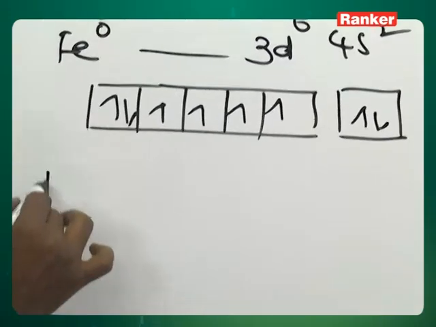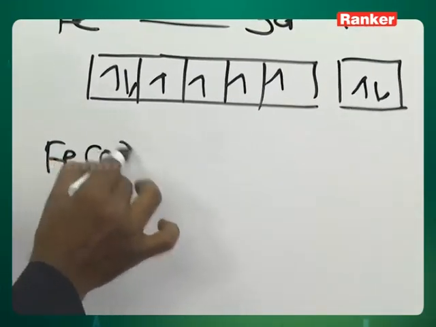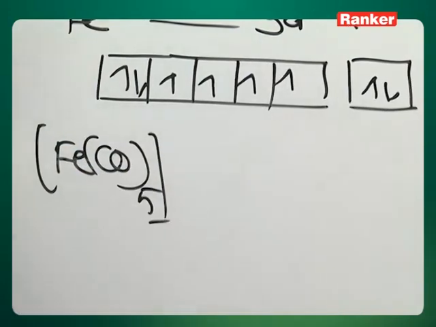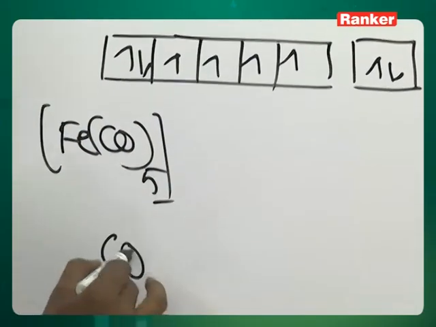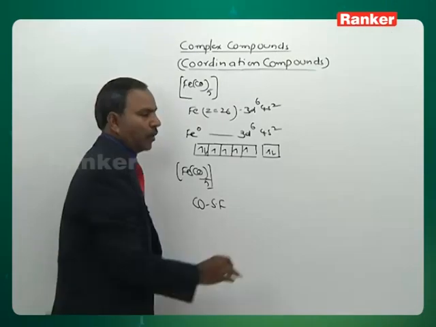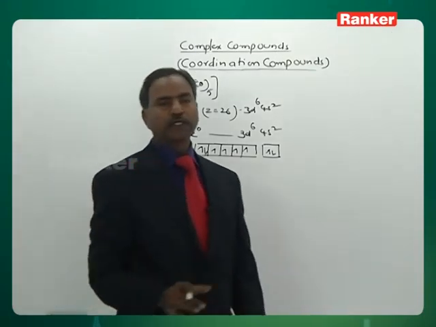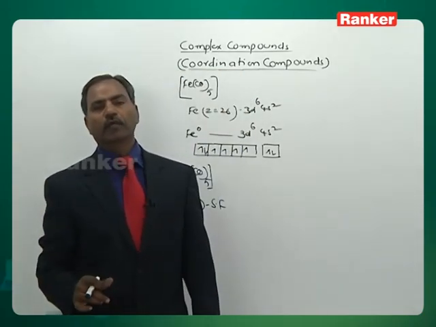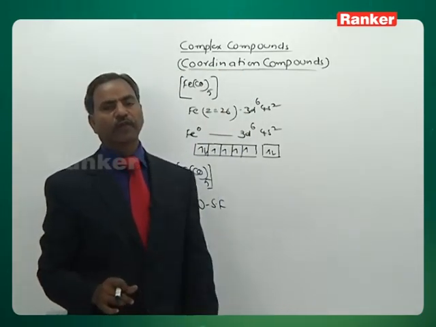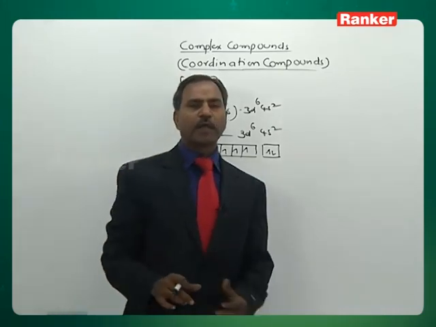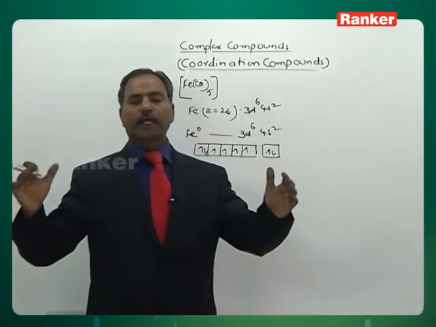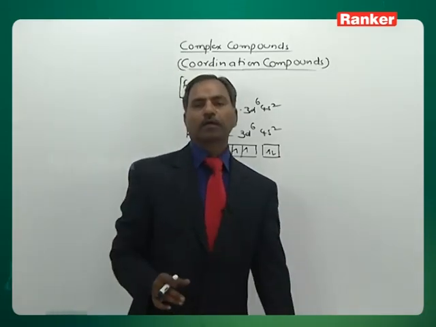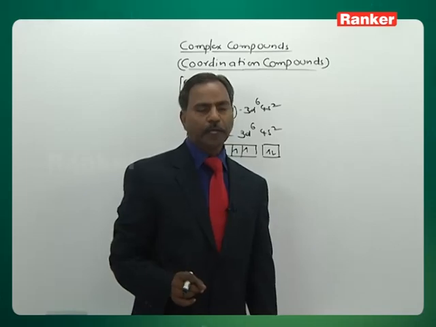Let me write the complex Fe(CO)5. You know well, CO we have taken as what? A strong field ligand, well known to you, already given the field strength of different ligands. What are strong field ligands? What are weak field ligands? CO is what? Strong field ligand. Then what do we understand by a strong field ligand? This ligand can push the electrons to pair up. So in this complex, definitely the electrons are getting paired.